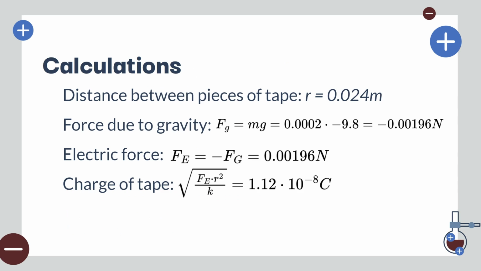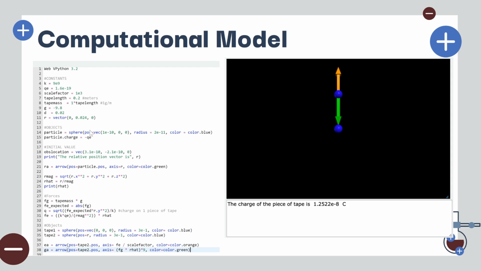So our calculations: the distance between the pieces of tape was 0.024 meters. The force due to gravity was negative 0.00196 newtons. Therefore, the electric force must have been 0.00196 newtons to balance it out. Then, using the charge formula, we were able to calculate the charge on the tape to be roughly 1.12 times 10 to the minus 8 coulombs. This is the computational model that we used to calculate the charge. As you can see here, we defined our charge, some constants, the distance between the two charged particles, and then here it finally calculated the charge of the piece of tape, and then just a free body diagram of the two tapes as point charges.